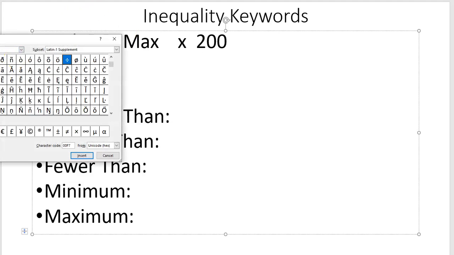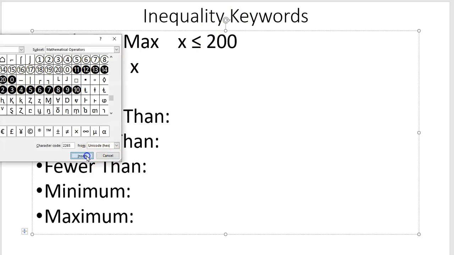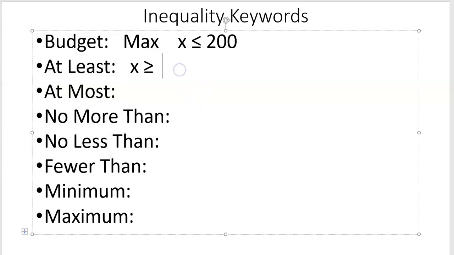But usually you can spend up to your budget. So really it would be a less than or equal to sign. You can't go over your budget. At least: if you need at least, that's the minimum acceptable, but you could have that. So at least is actually a greater than. An example is I need at least 6 hours of sleep after hiking. I would be okay with more hours of sleep, but I have to have at least 6. So that's a greater than.